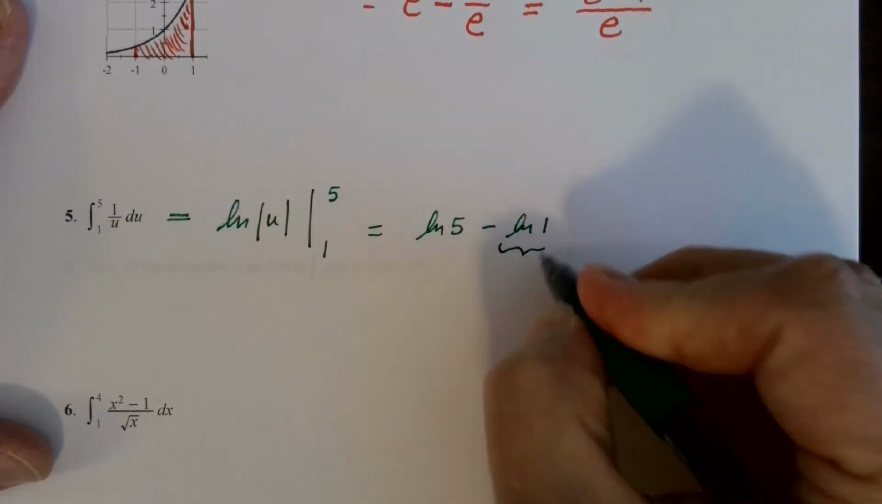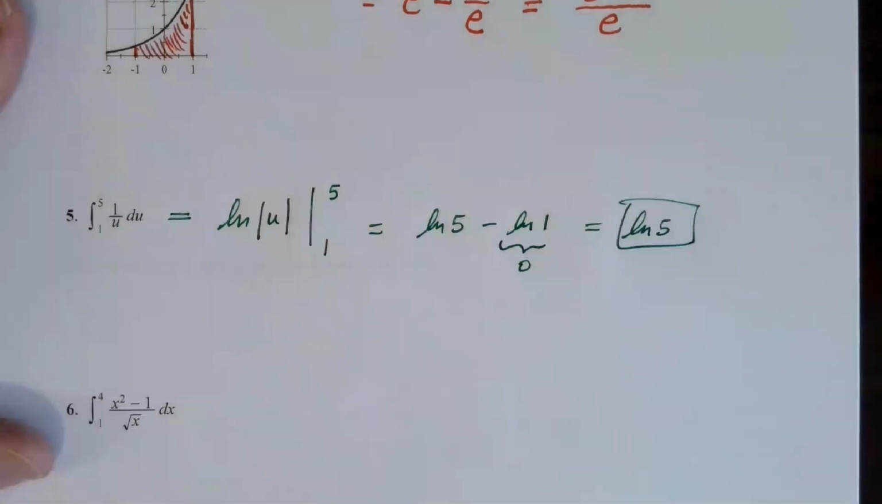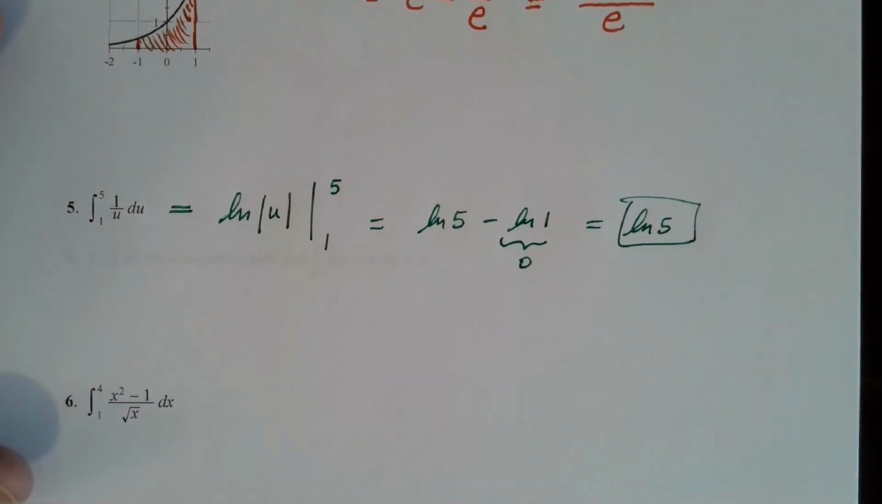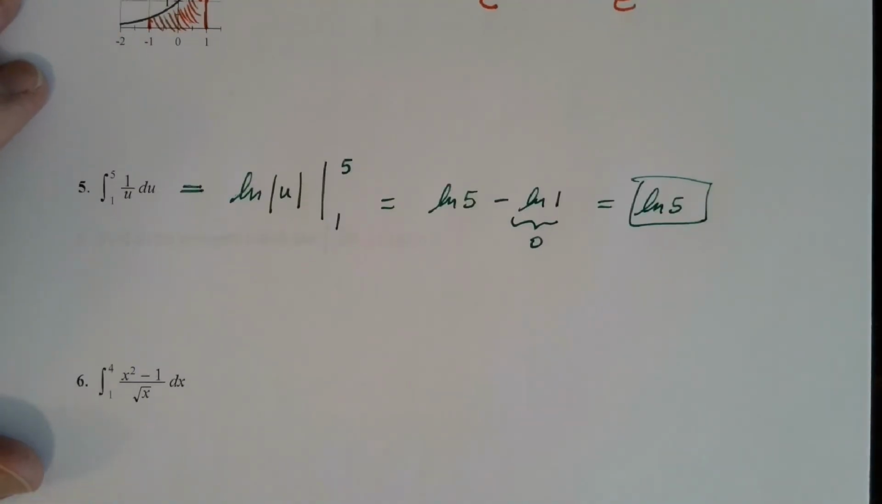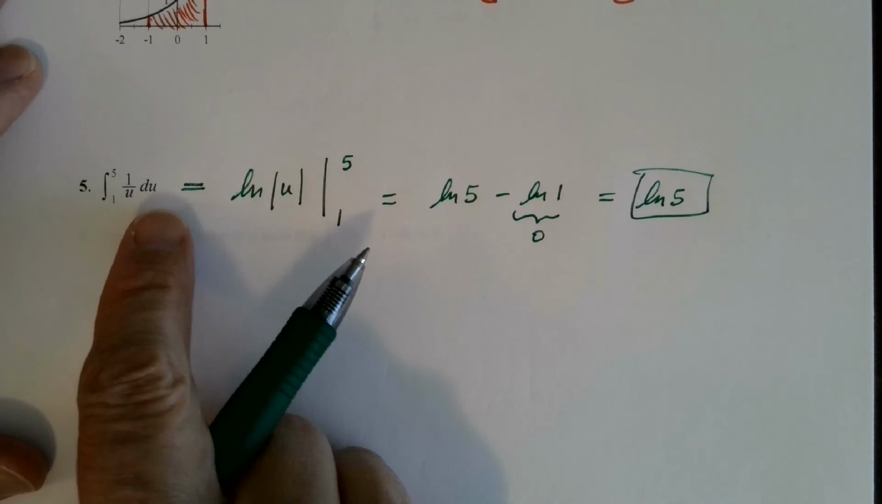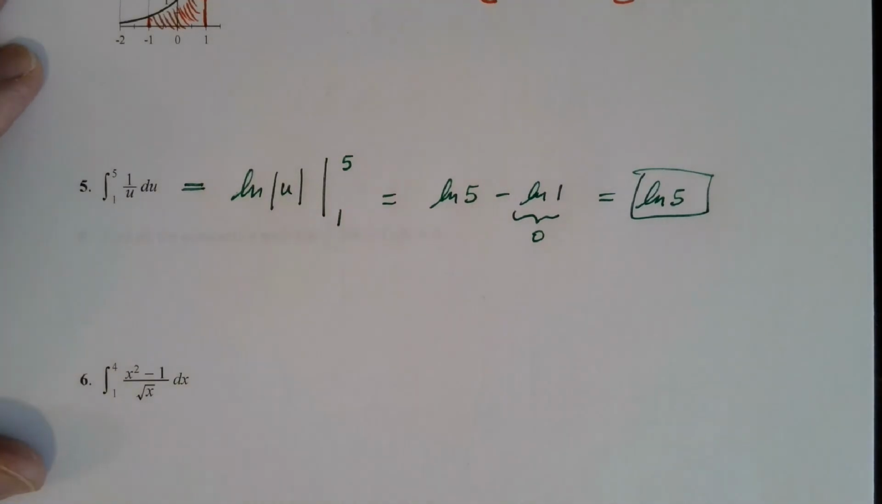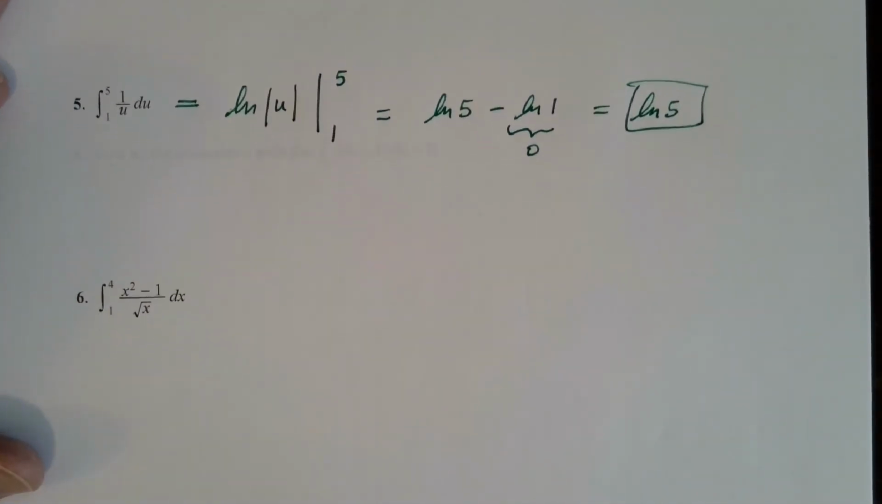Natural log of 1 is 0, and so our answer is the natural log of 5. That's the exact value, natural log of 5. Now you can approximate like we did above, but that's the exact value. And that's a powerful thing. Again, being able to do this would have been very challenging up to this point. Now fundamental theorem of calculus is a piece of cake.